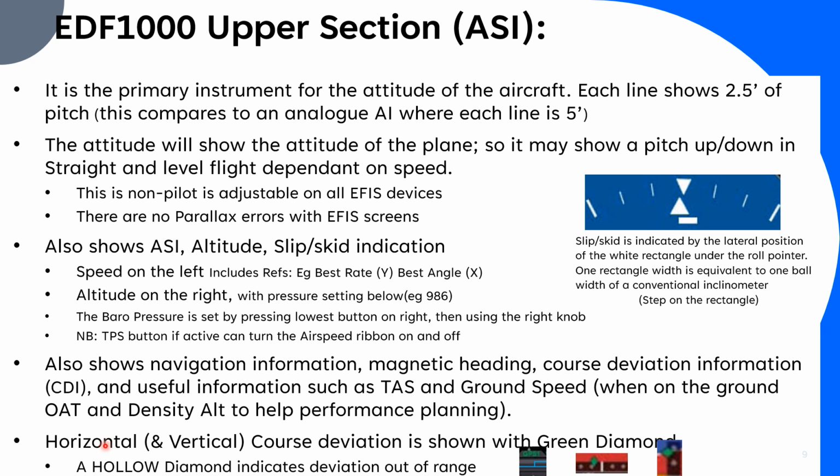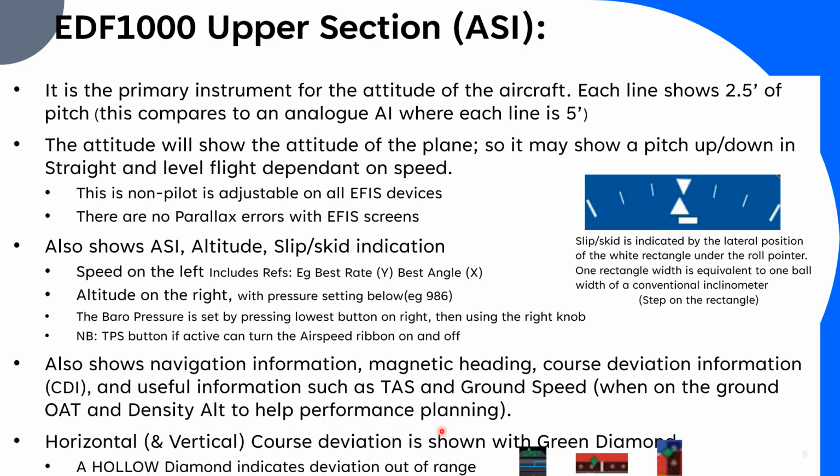The top half also shows navigation information, albeit abbreviated, but it shows the magnetic heading. It also shows the course deviation information, the CDI, using a series of diamonds, as you can see down the bottom here. It also has that useful information as we discussed around true airspeed and ground speed, and the outside air temperature and density altitude to help with performance planning.